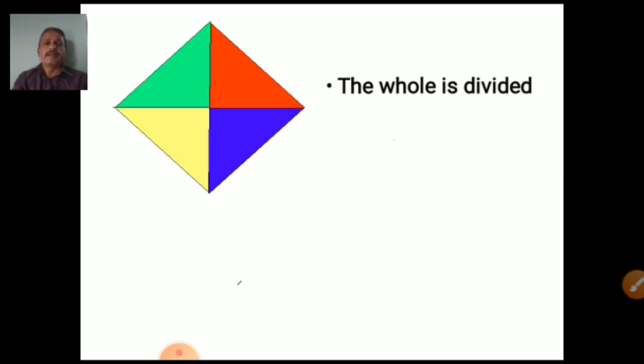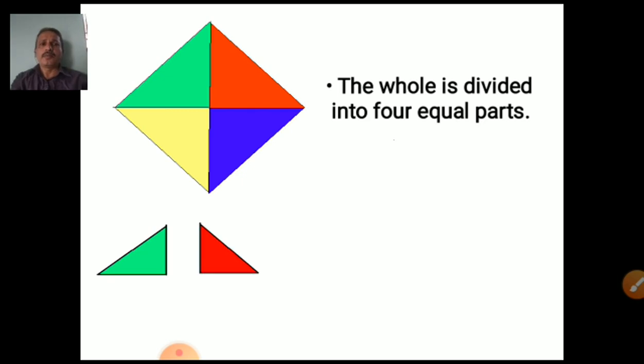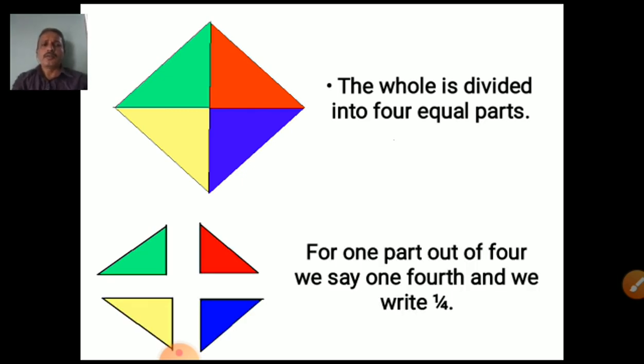See, here one diamond is given. It also has 4 parts. All parts are equal, and one part is colored. Do you like it, children? Yes. The whole is divided into 4 equal parts and each part represents 1 upon 4. When we separate it, we find 1 part of 4. We say 1/4 and we write 1 upon 4. Yes, 1/4, 1 upon 4, quarter. These all are equal, not different things.